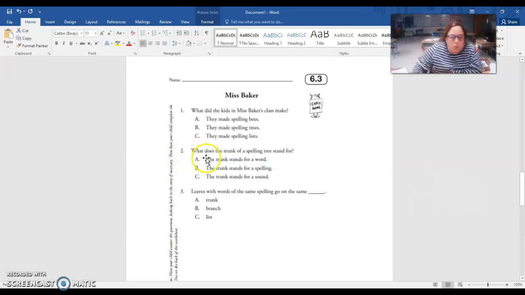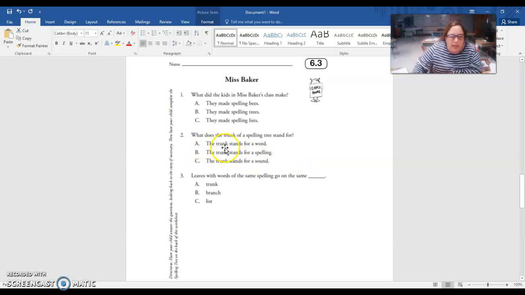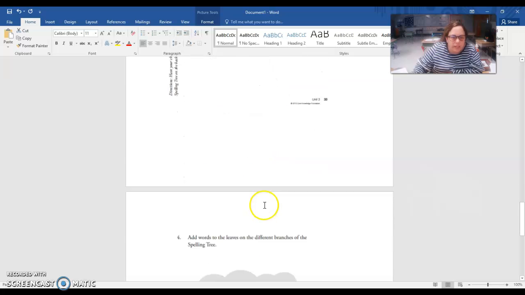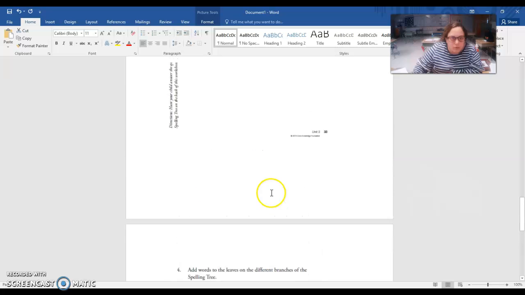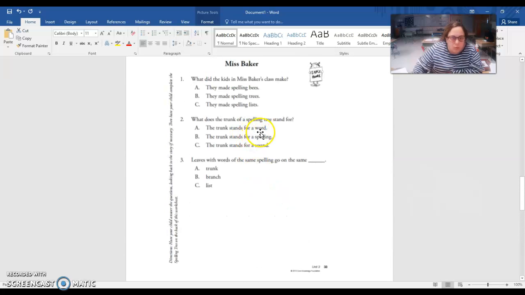Number 2, what does the trunk of a spelling tree stand for? A, the trunk stands for a word, B, the trunk stands for a spelling, or C, the trunk stands for a sound. And in case you don't know what a trunk is, this is the trunk. So they're referring to these letters right here. What do these letters refer to? Are they a word, a spelling, or a sound?